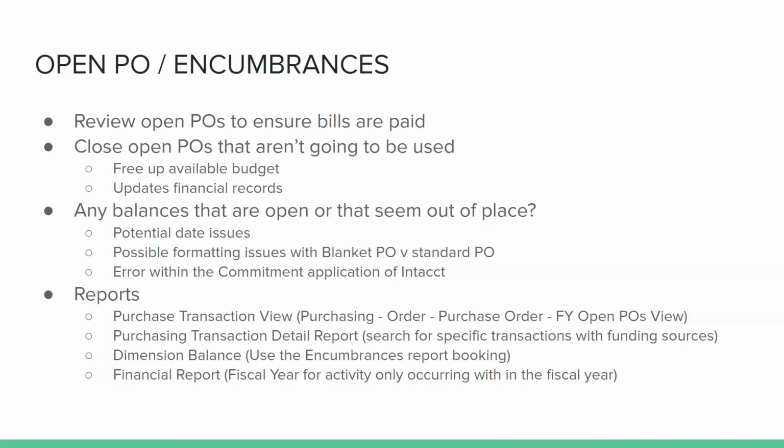On a routine basis, we should be reviewing our open POs to ensure bills are getting paid, and close open POs that aren't going to be used. One, it's going to free up our available budget. And two, it's going to update our financial records so that they're accurate and current. It's going to give us an opportunity to see if there are any open balances that seem out of place. Especially at the end of a fiscal year, if we dated a document incorrectly, the release would happen in a different year than the creation of the encumbrance had occurred. We might have had some formatting issues with a blanket PO versus a standard PO.